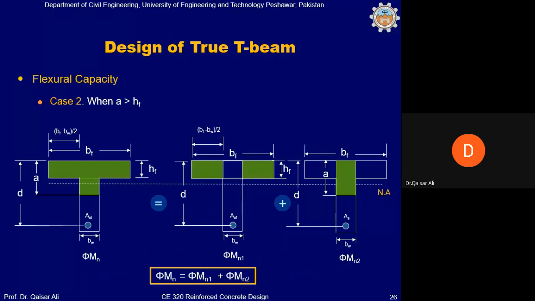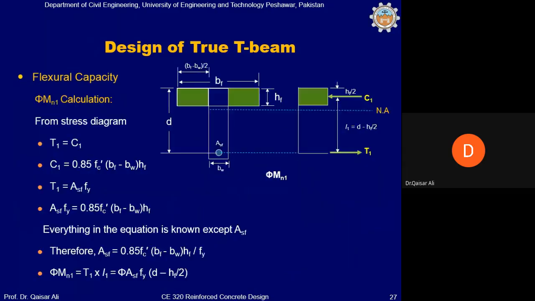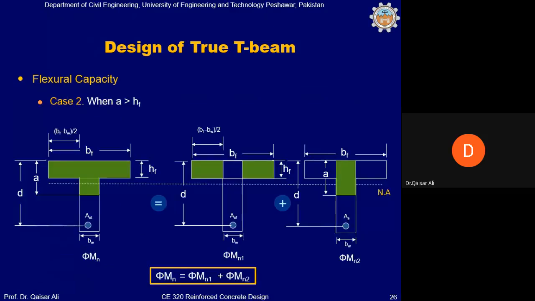The other case, where there is a T-beam to be designed as a true T-beam, the problem will be resolved into two components. One with this arrangement of two rectangles and the other with the compression block equal to small a. In this case, the compression block is hf. So this total T rectangular block is divided into two parts, as shown in this figure. Phi Mn1 and Phi Mn2 will be calculated. This is Asf.